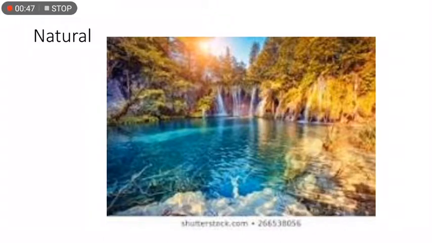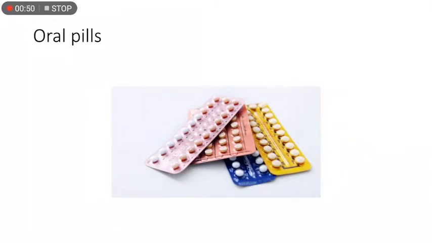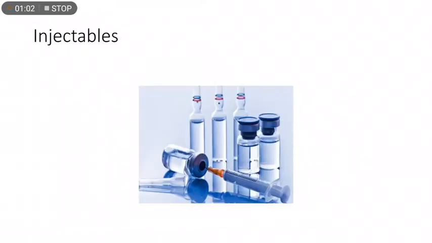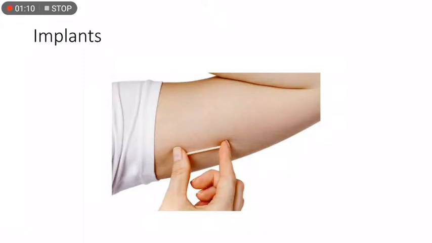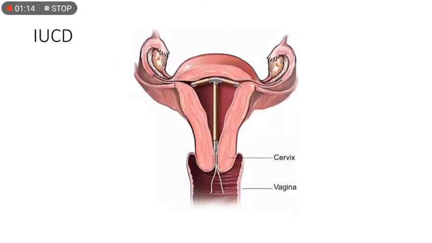Let's see them later. Oral contraceptive pills. Well, these pills can be mini pills, that is progesterone-only pills, or estrogen and progesterone combined pills, or estrogen pills. Injectables. Well, the same hormones can be available in an injectable form. Implants. Hormones can be given as implants as well.